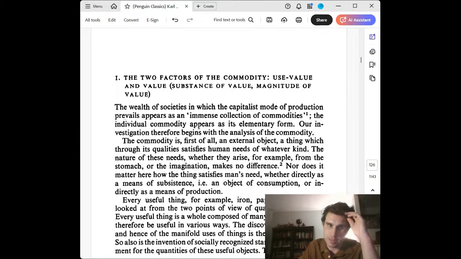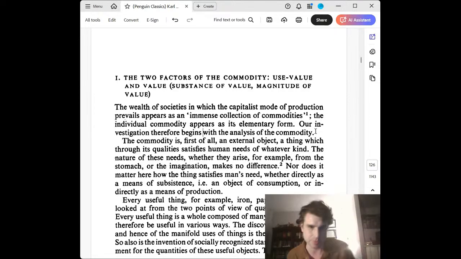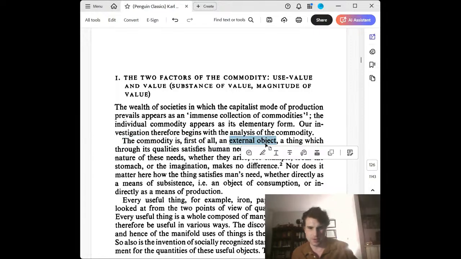The individual commodity appears as its elementary form. Our investigation, therefore, begins with the analysis of the commodity. So as a dialectical investigation, he's beginning with the cell, as we talked about, of capitalism. The cell of capitalism is the commodity form. It's the most basic element. The commodity is, first of all, an external object. It's something outside of us in the real world.